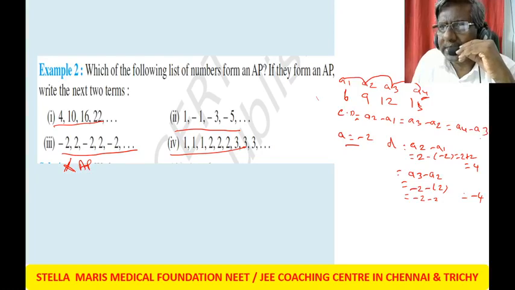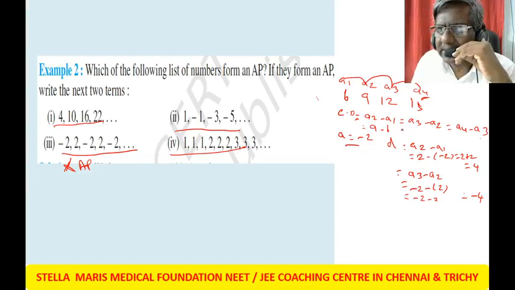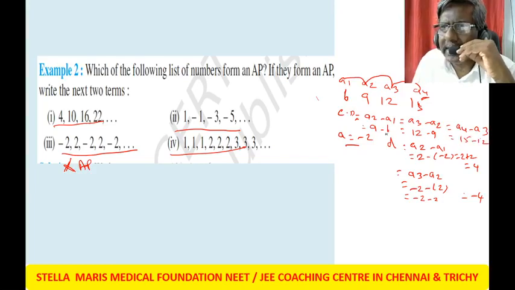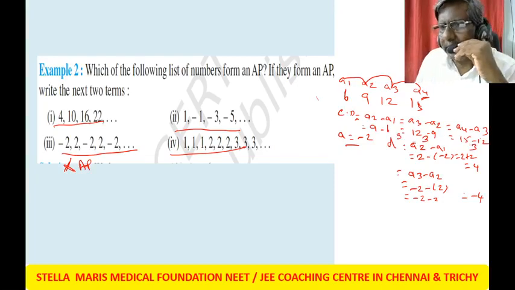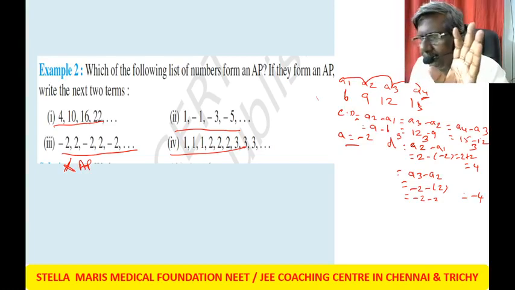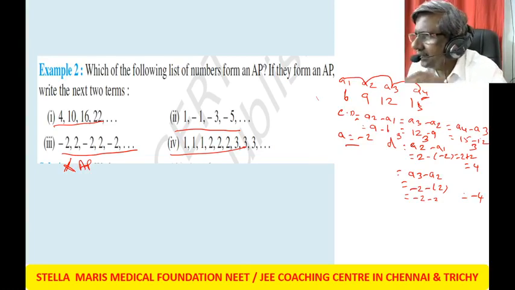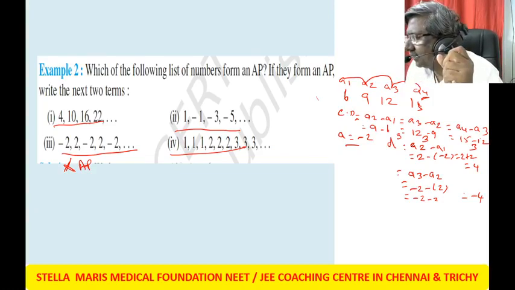In this case, what is A2? 9. 9 minus 6. Then A3 is 12, 12 minus 9. Then A4 is 15, 15 minus 12. See what you are getting? 9 minus 6 is 3, 12 minus 9 is 3, 15 minus 12 is 3. Uniformly you are getting 3. Then only it is called an AP. In other words, a fixed number should be added uniformly to get the next numbers.